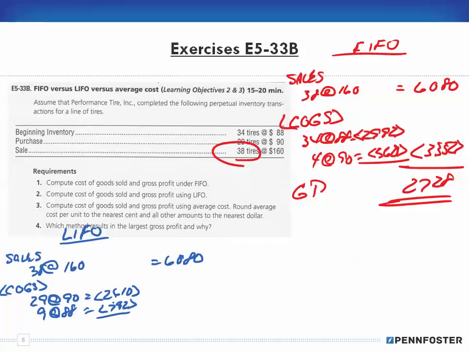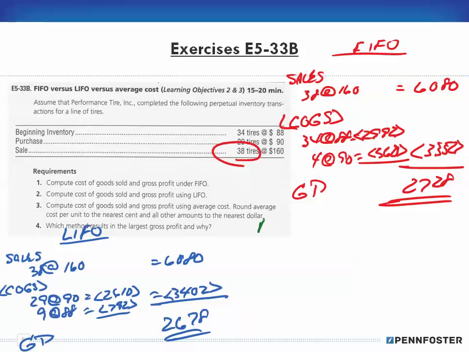Added those two together gives me a cost of goods sold of 3,402, and so my gross profit is the 6,080 minus the 3,402, which gives me 2,678 as my gross profit. Okay, so that's for LIFO.